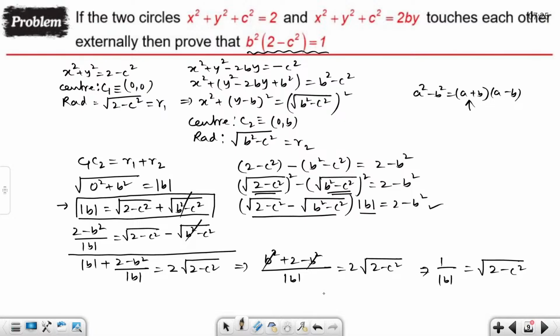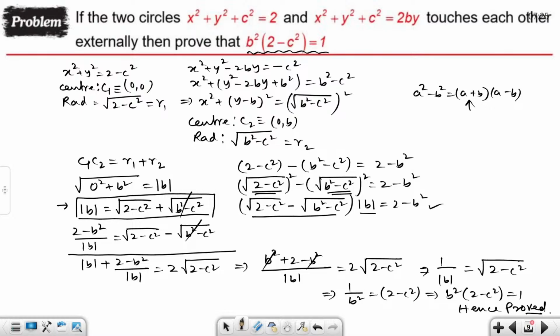So simply square both sides. So we are getting 1 by b square equals to 2 minus c square, and simply cross multiply to get your answer. Is it clear? Hence proved.